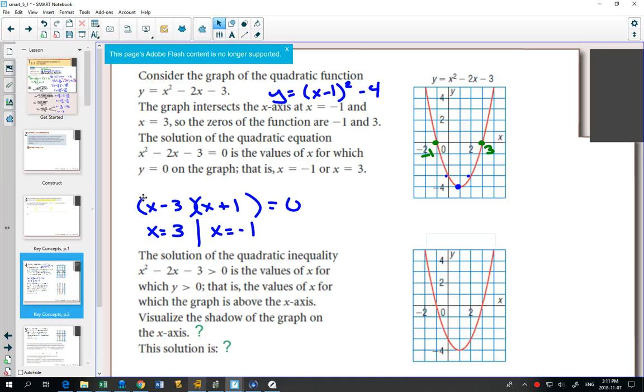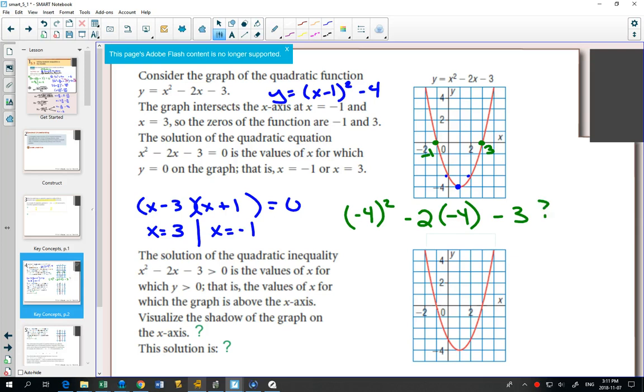So if you plug in negative 4 for x, would you agree if I wrote it out, it would be negative 4 squared minus 2 times negative 4 minus 3. And we're wondering, does it make it true? Is it bigger than 0 or less than 0? Well, if I square negative 4, I'm going to get 16. And this is going to be plus 8 minus 3, which is going to be equal to 21. Is that bigger than 0? Yes. So we're going to say that negative 4 is part of the solution.